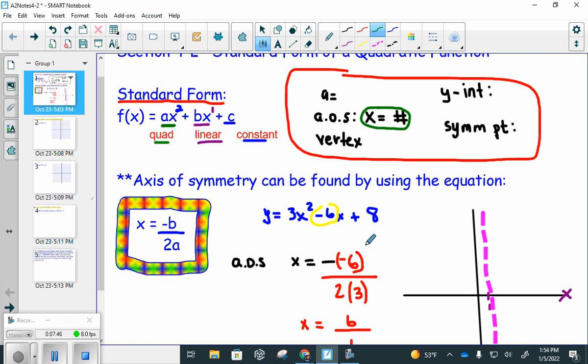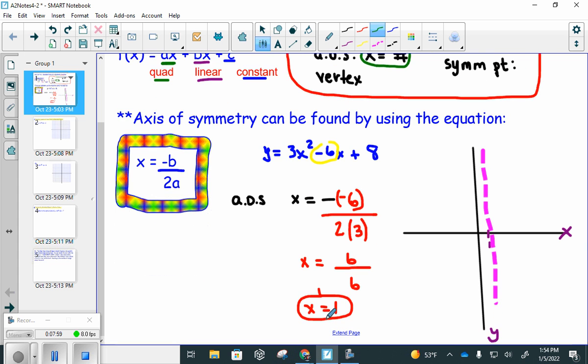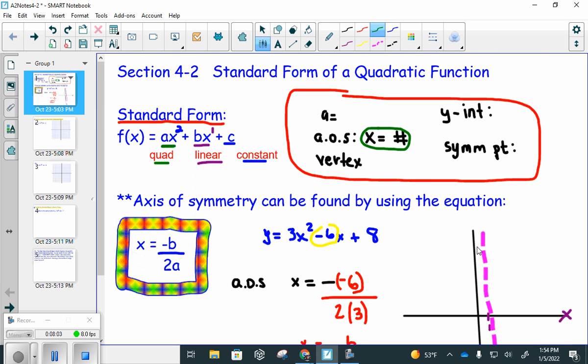So for the first slide, I just wanted you to know that because these problems are in standard form and they're going to look different, the way you find AOS is this way. You'll have to use that formula. You'll have to figure out what that is, and that's a really good starting point. Find the middle.